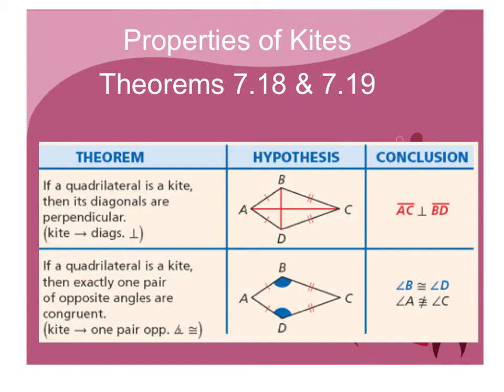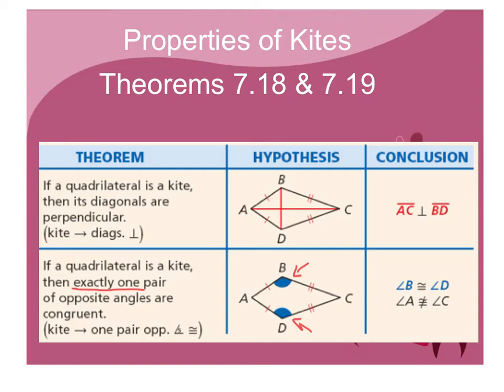The second theorem: if a quadrilateral is a kite, then exactly 1 pair of opposite angles are congruent. If it had both, then it would be a parallelogram, and a kite is not a parallelogram. So this word "exactly 1" is important. Here, angles D and B would be the congruent angles. A and C would not.